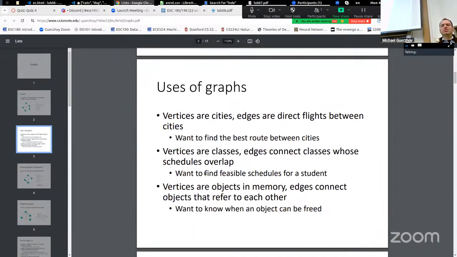So here's a more abstract thing. You can think about vertices as classes that are scheduled. And you can think about edges as there being an edge if the schedules for two classes overlap. And there's no edge if the schedules for the two classes do not overlap, right?